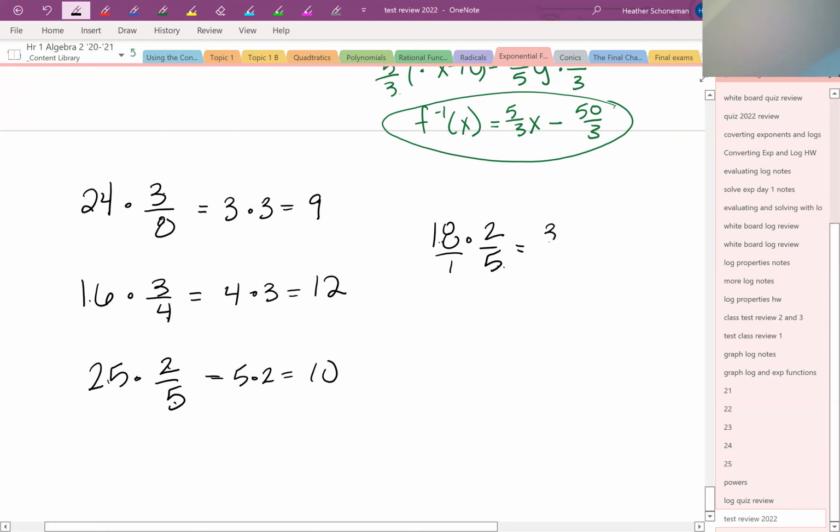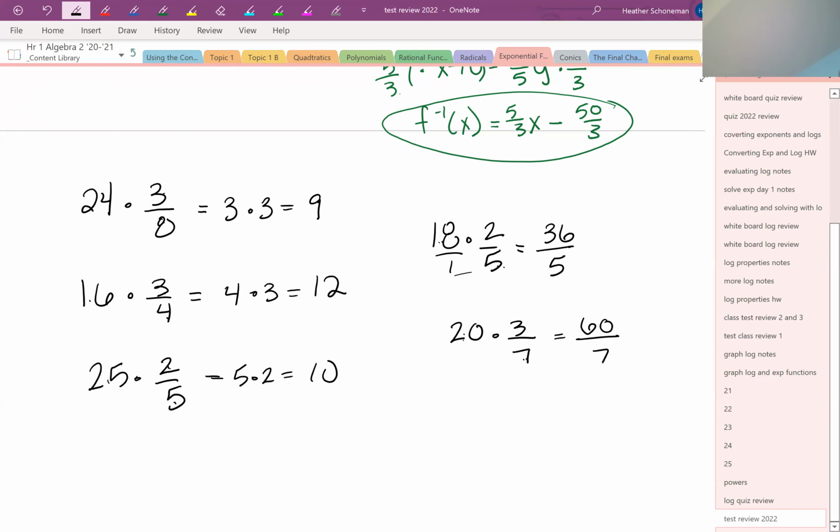But if I had 18 times 2/5, well, 18 divided by 5 doesn't work. So I multiply straight across the top and get 36, straight across the bottom and get 5. If I had 20 times 3/7, I would try to do 20 divided by 7. That doesn't work. So I multiply straight across the top and get 60 and straight across the bottom and get 7. Okay, I hope that helps you with your fractions and whatever questions you have on the test. Make sure you check your answers. Should be good to go.